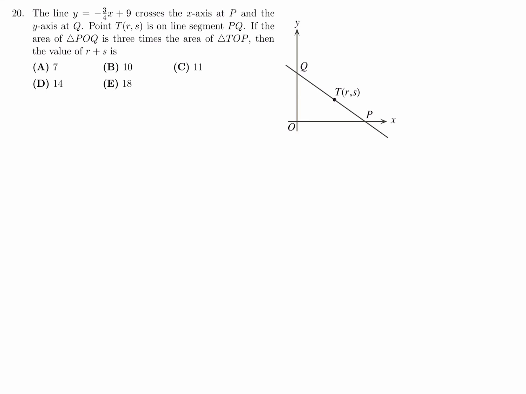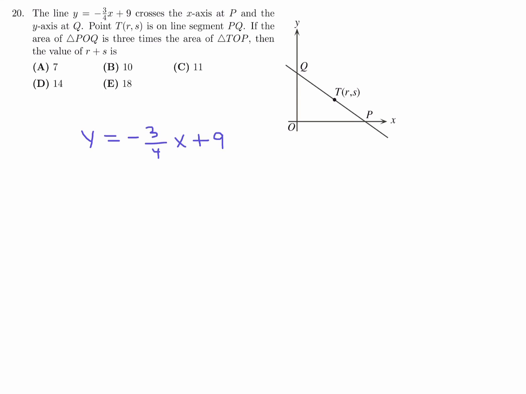The line y is equal to negative 3/4 x plus 9 crosses the x-axis at point P and the y-axis at point Q. The point T, (R, S), is on the line segment PQ. If the area of triangle POQ is 3 times the area of triangle TOP, then the value of R plus S is. All right. So the first thing, of course, is we need to figure out P and Q, because those are obviously going to give us the area of that big triangle. And that's where that equation comes in.